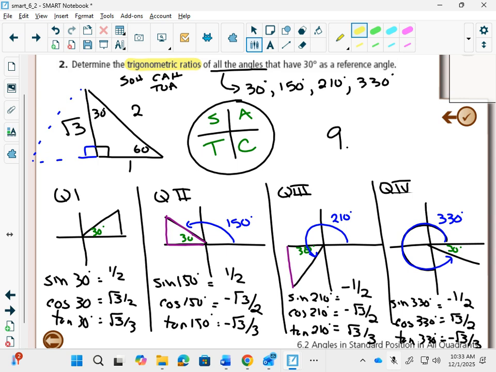So now, you had to memorize 30, 60, and 45 without your calculator. And we just extended that to all 4 quadrants. So now it is fair game to say, what is cos of 210 degrees? And you would have to say, it is negative root 3 over 2.